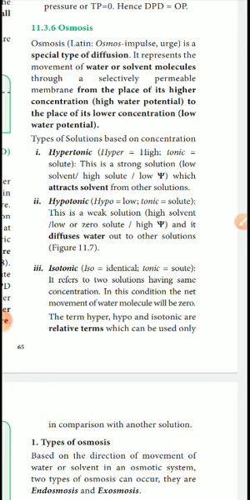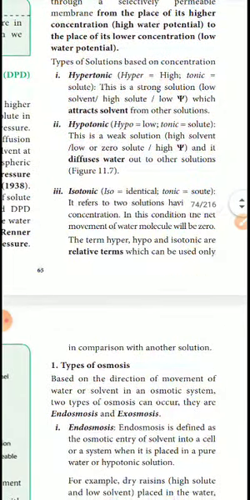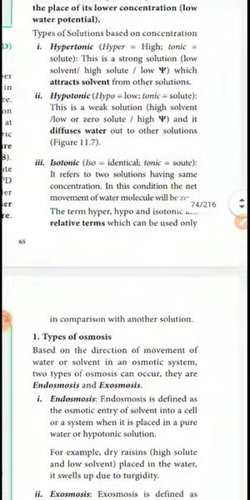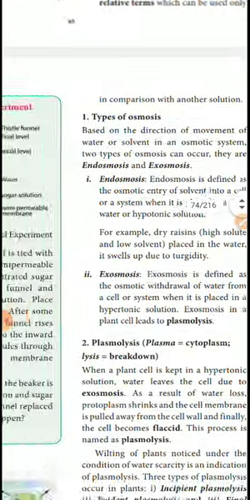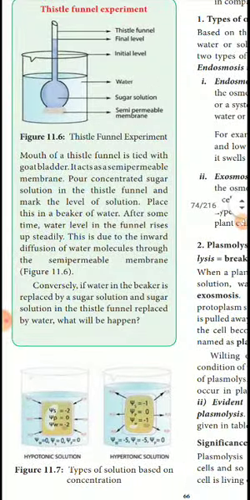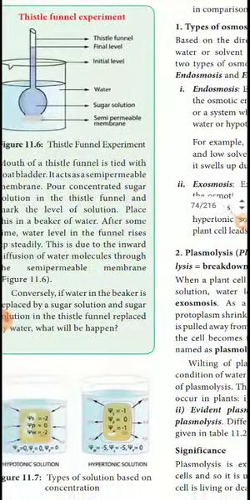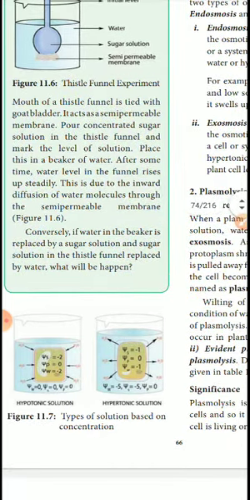Okay, isotonic. Iso means identical. Tonic means solute, not salt. It is a wrong solute. That is the meaning. It refers to two solutions having the same concentration. In this condition, the movement of water molecules will be zero. The terms hyper or hypo can be used only in comparison with another solution. So this is the important one. The isotonic experiment we can do in our laboratory, only for experiment, demonstration only. We don't want to think about that.